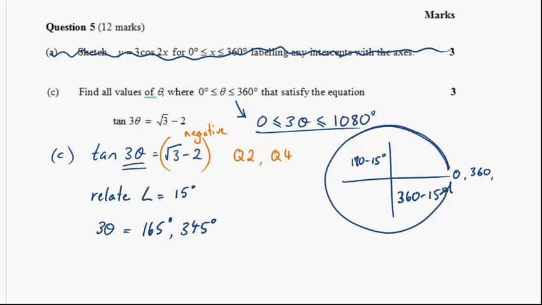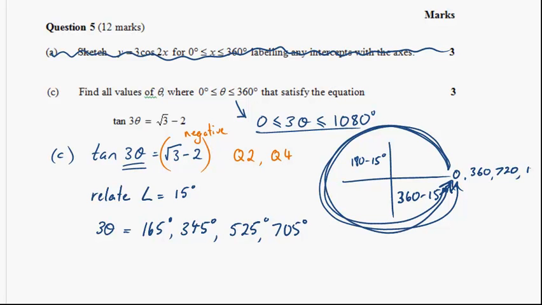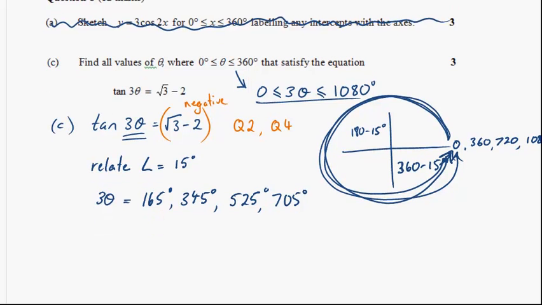So we go around for a second time. And that means that we add 360 to our existing values. So 165 plus 360 gives us 525. Then 345 plus 360 is 705. And then we go around a third time, and that will get us, so the second time got us to 720, the third time will get us to 1080.